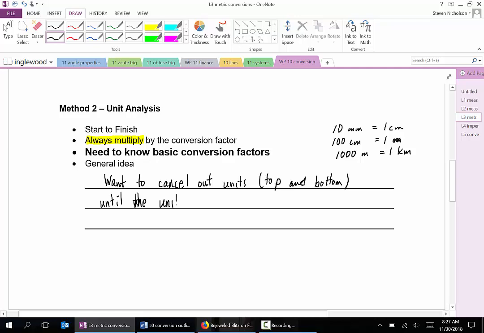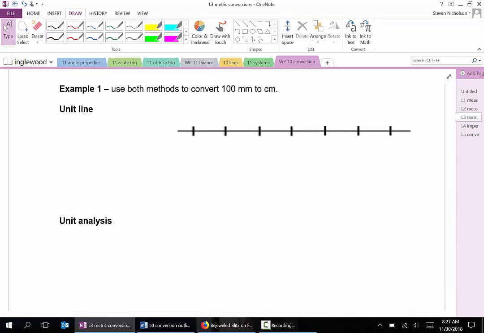So for example, if we were going to go from centimeters to kilometers, well, I need to get rid of centimeters somehow and end up with kilometers, but I'm going to have to do a few things in between. But the nice thing about the in-between is it's always going to be a multiplication. So let's look at two examples to illustrate both methods, and ultimately I want you to be comfortable with one of them. So in this example right here, we're going to convert 100 millimeters to centimeters.